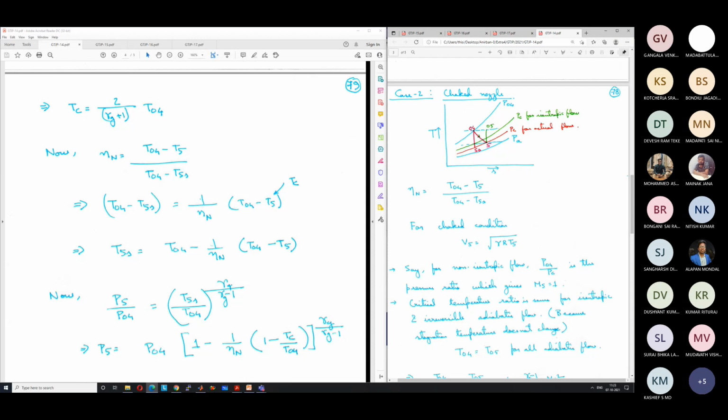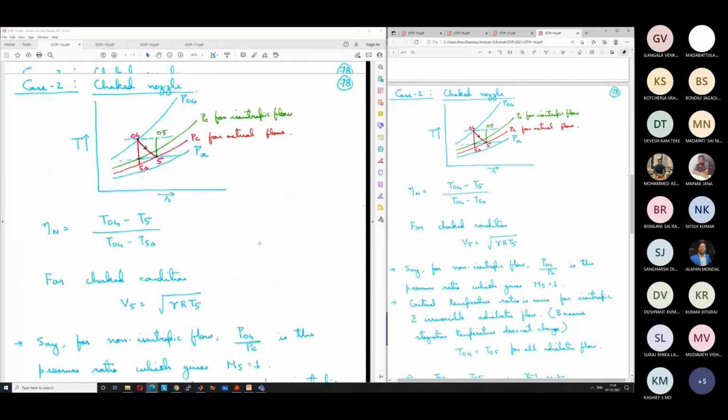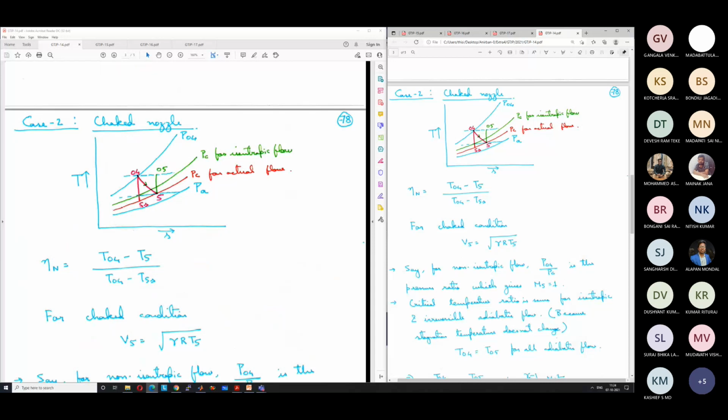For the isentropic flow also, remember, the nozzle will become choked at this point itself, because the ratio of temperature remains same. So the nozzle will get choked at this point itself. Okay, because this temperature is the temperature at which the nozzle gets choked. So for isentropic flow, the nozzle gets choked not at 5s, but somewhere around here.